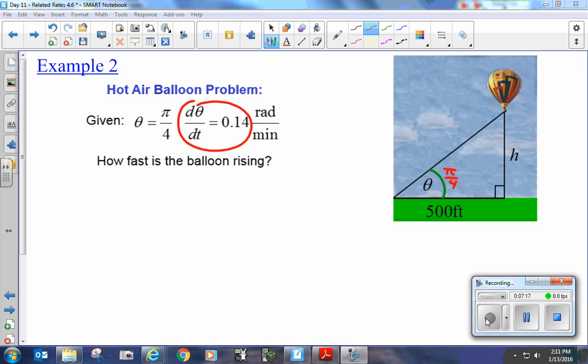So we need to find the change here. We need to find dH. Okay? That's what we need to find. As this changes and gets higher and higher, shouldn't H rise? It makes sense, right? But what we need to do is how can we take theta, H, and 500 and create an equation?